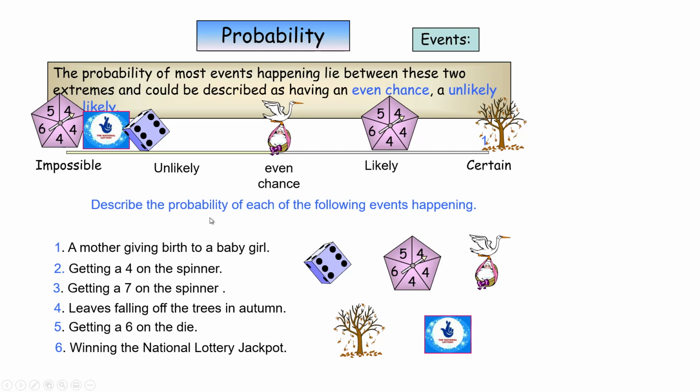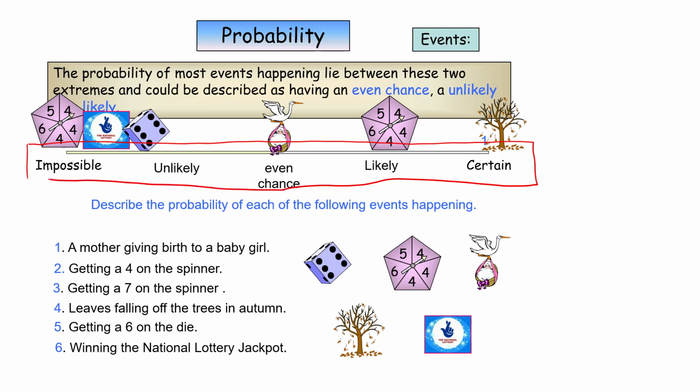Okay. So what I want you to do is just to make a sketch of the probability scale from 0 to certain and the language that's used. Okay, so a little diagram in your books for our probability scale and the words. When you're ready, hit play again. We'll move on.